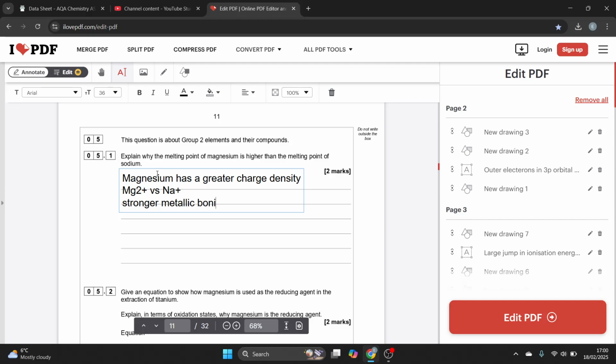Because I remember a past paper question, this was on A-level chemistry paper 3, and it was like, explain why the melting point of magnesium oxide is higher than the melting point of sodium oxide. In that case, you would say magnesium has a greater charge density, Mg2+ vs Na+, but then you would say stronger ionic bonding because it's between Mg2+ and O2- because it's oxide. But in this case, it's just magnesium, so it's metal. So stronger metallic bonding, stronger attraction between the delocalized electrons and the cations.